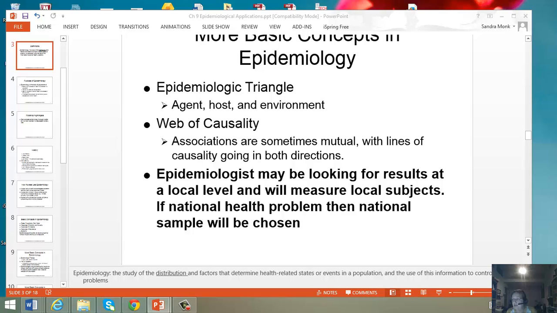And the epidemiologist may be looking for results at a local level, and if so, they would measure related to causality, they would measure local subjects, and if it was a national health problem, then a national sample would be chosen.